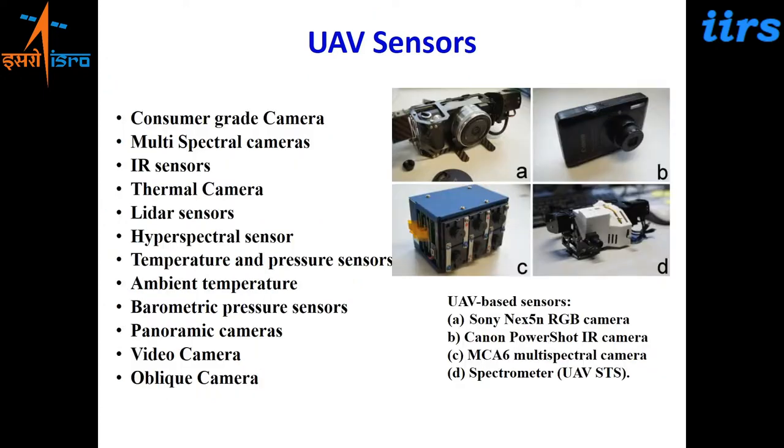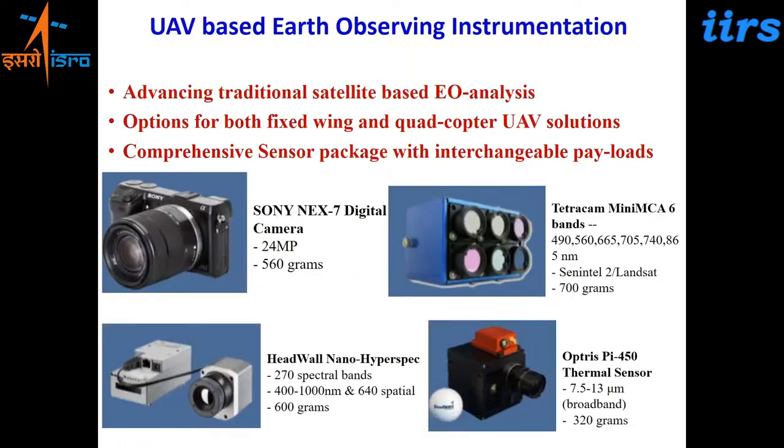So you can have different kinds of UAV sensors like consumer grade cameras, multispectral, thermal cameras, hyperspectral cameras, temperature, pressure. Depending on your application requirement, you can mount these sensors on board the UAV platform and collect the data. So you see traditional examples of simple RGB cameras, the hyperspectral cameras. This is a thermal sensor, and this is a multispectral 5-band camera, 6-band camera.